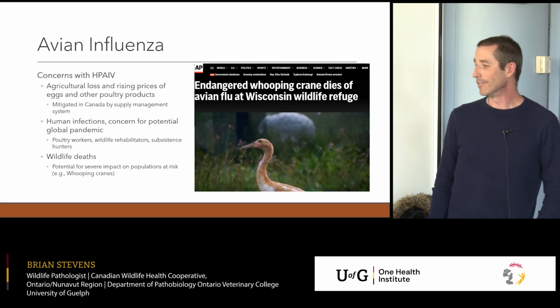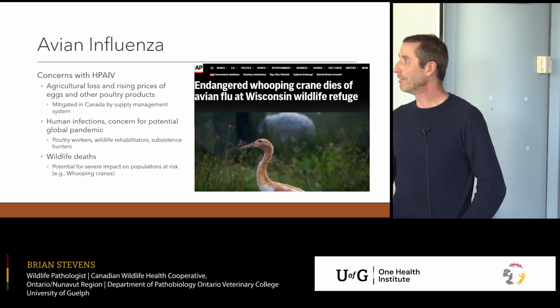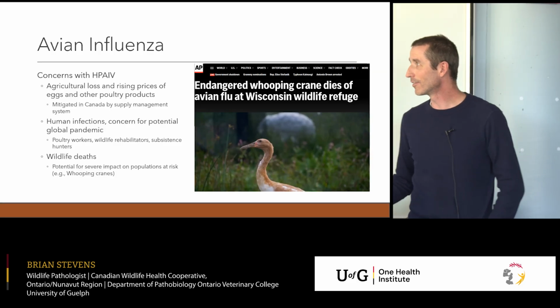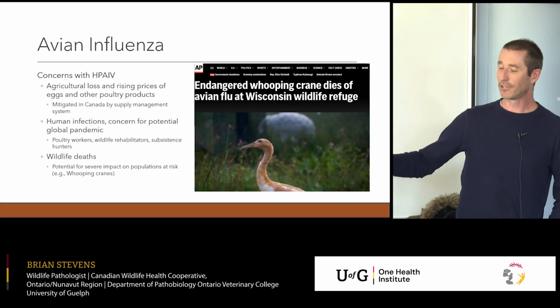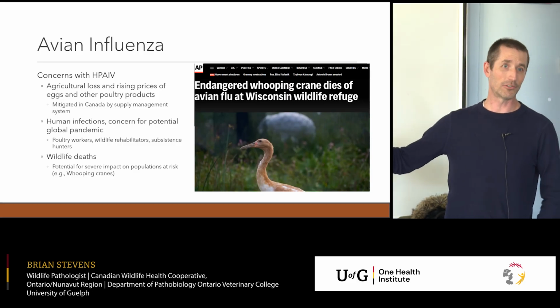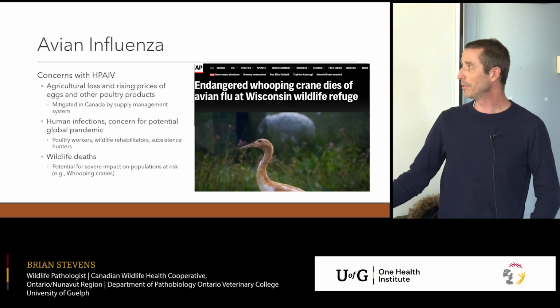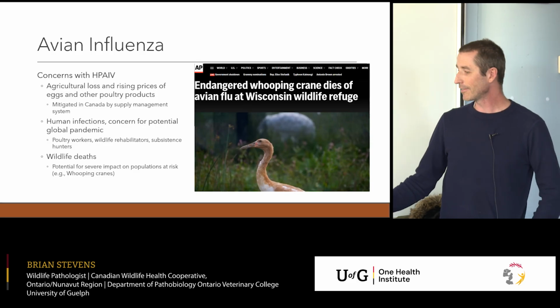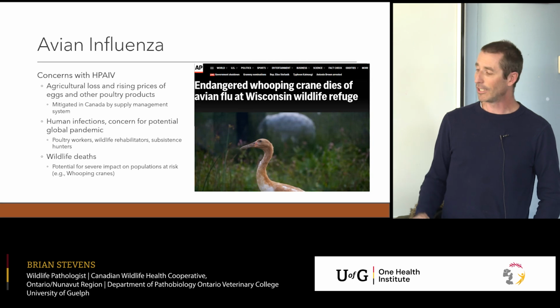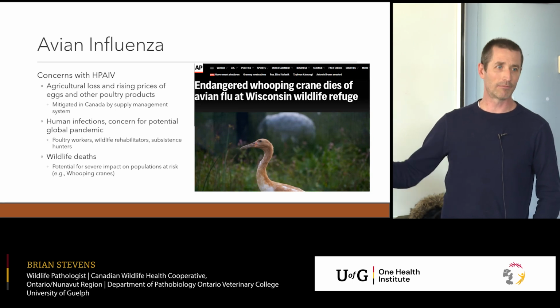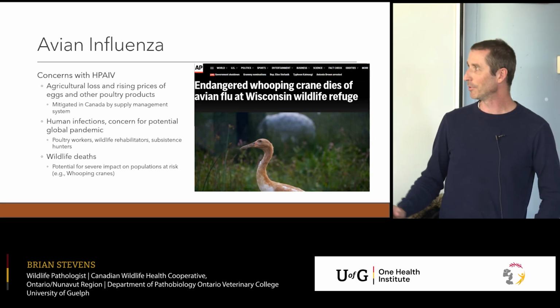So what are the concerns when it comes to AIV? If you look at the three areas that I've talked about, we'll start with agriculture. Obviously, huge agricultural loss is a concern for many people, farmers specifically. But when you are killing that many chickens, you are going to see changes in the cost of the goods that come from those animals.